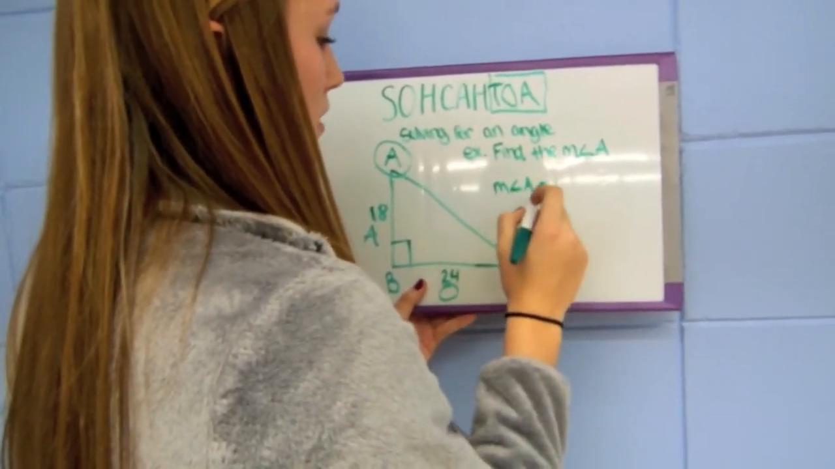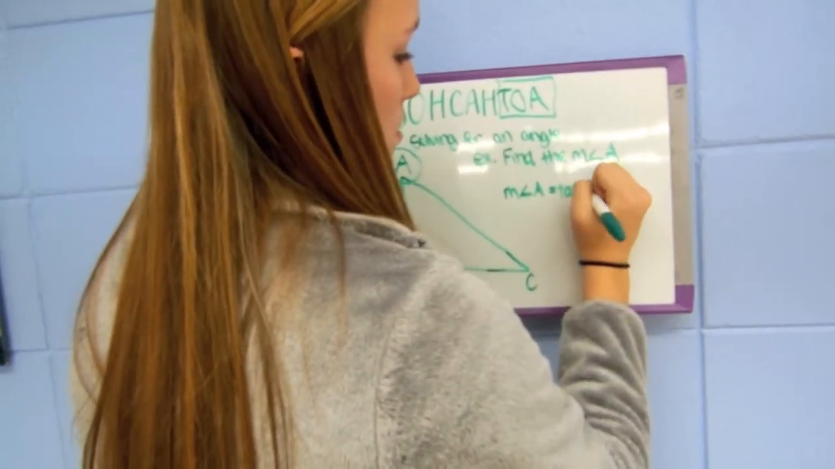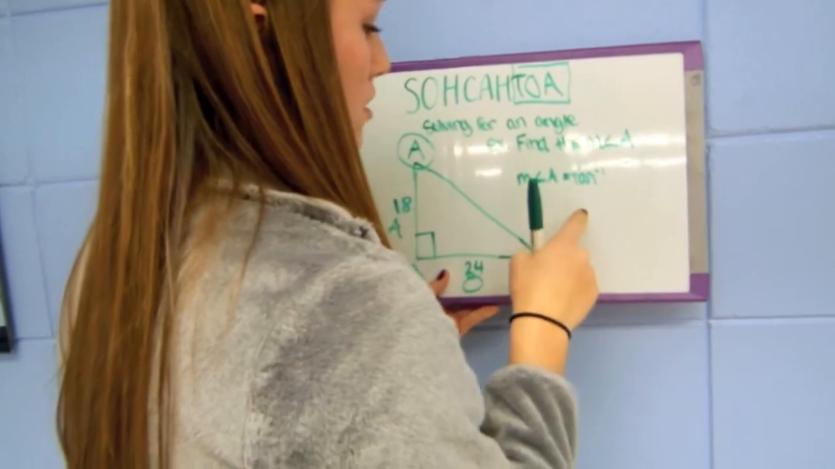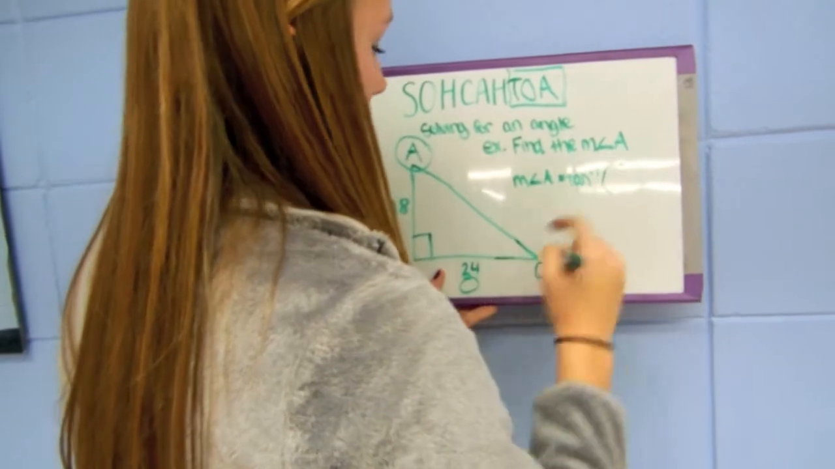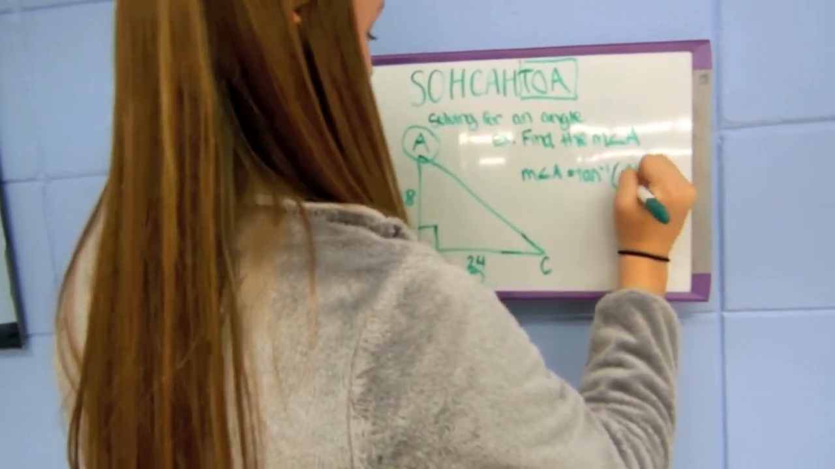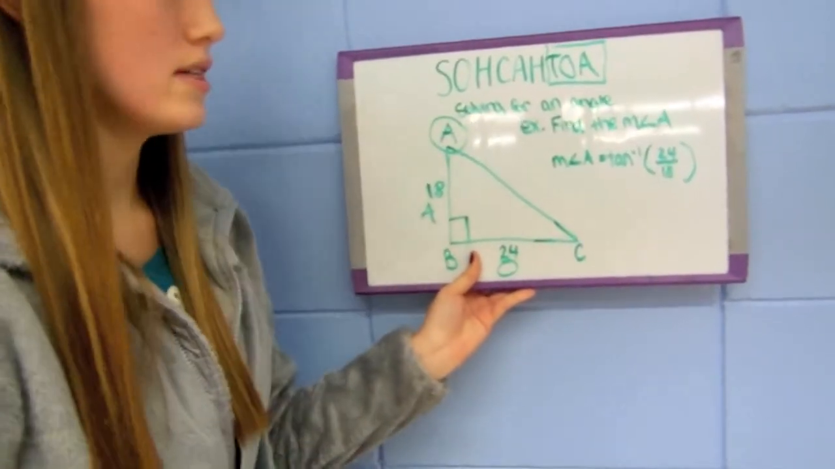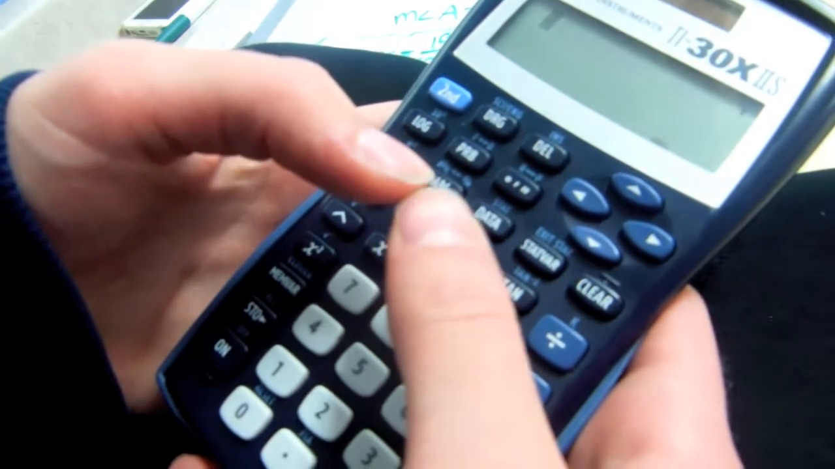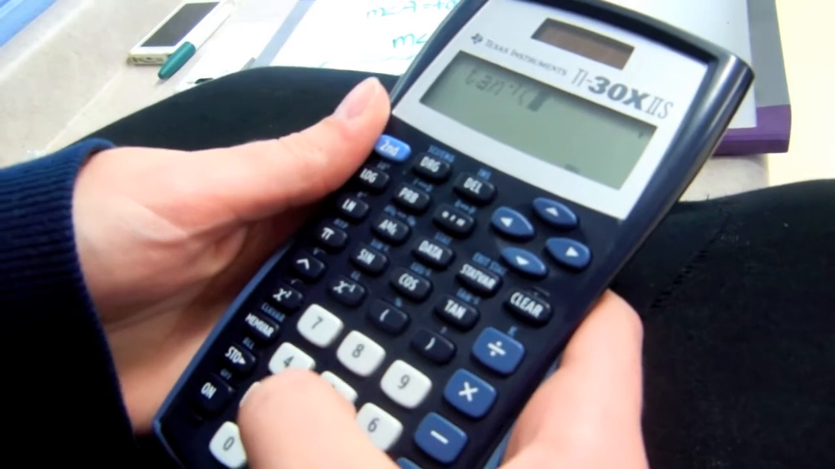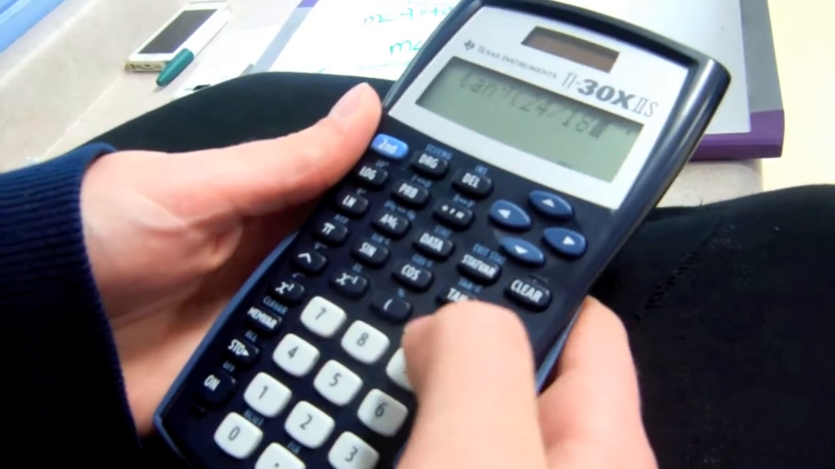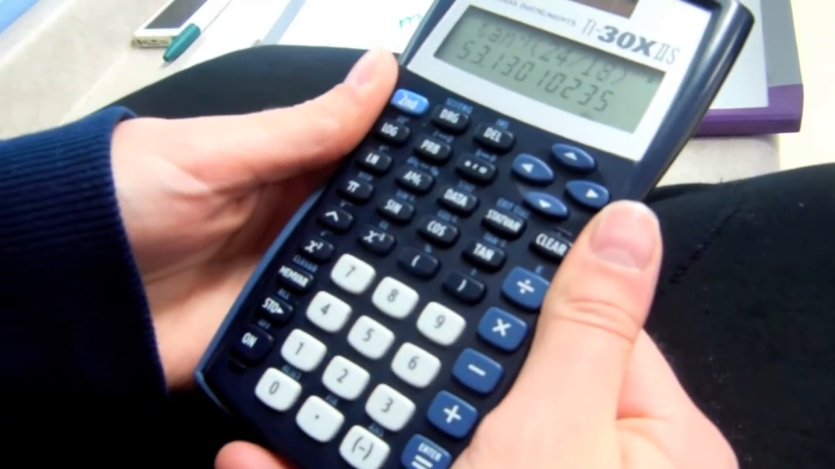Next, you write the measure of angle A equals the trig function, which is tangent, and then you have to put -1, the inverse function, because you're trying to find an angle, parentheses, opposite, which is 24, over 18. Taylor, how do we solve for this in your calculator? To find the measure of angle A, you would do second tan, and then 24 divided by 18, and another parenthesis, and then equals. And then the measure of angle A would equal 53.13.